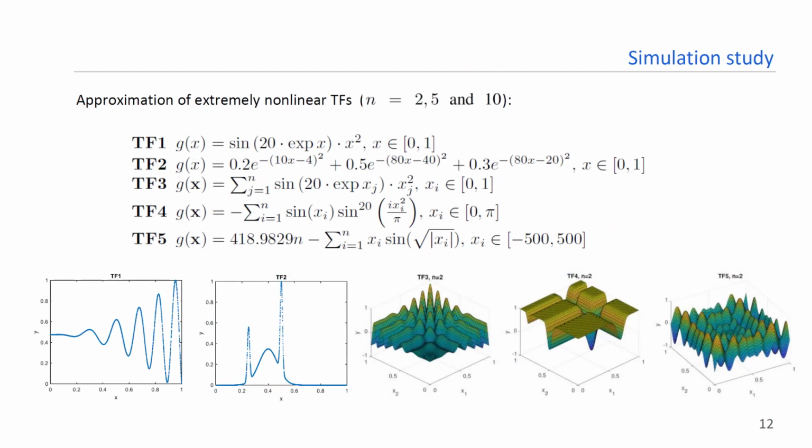To compare the fitting properties of the data-driven method with different activation functions, we report the experimental results over several regression problems, including an approximation of extremely nonlinear target functions. The last three functions are multivariate ones. We consider them with 2, 5, and 10 arguments.